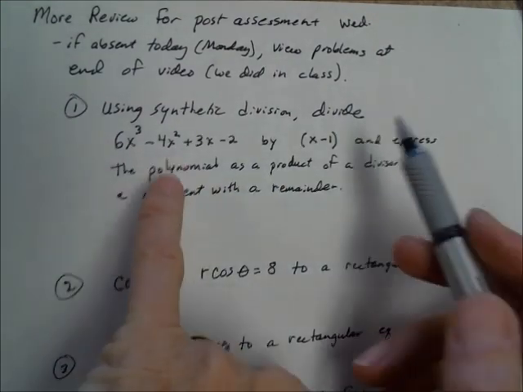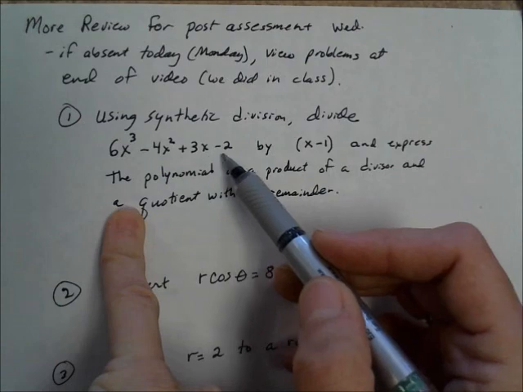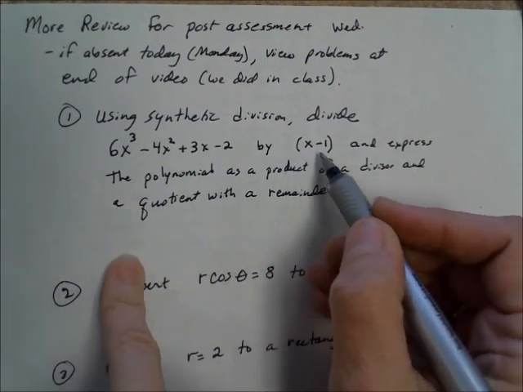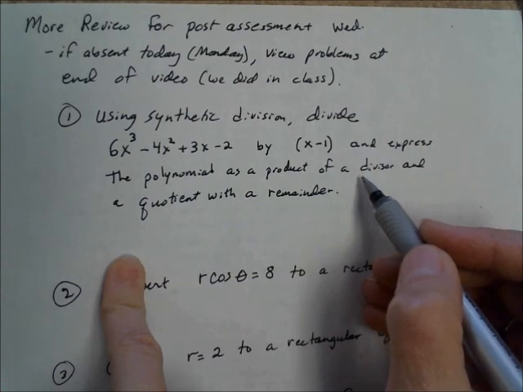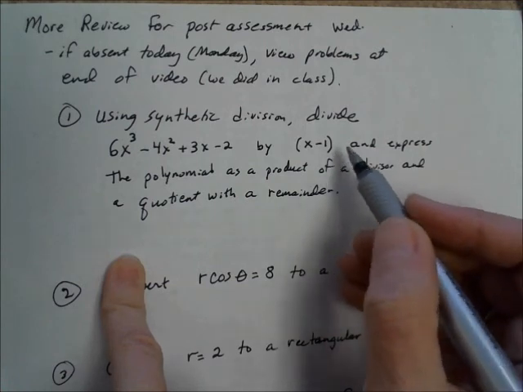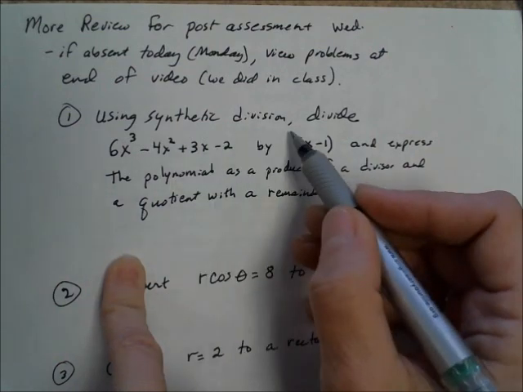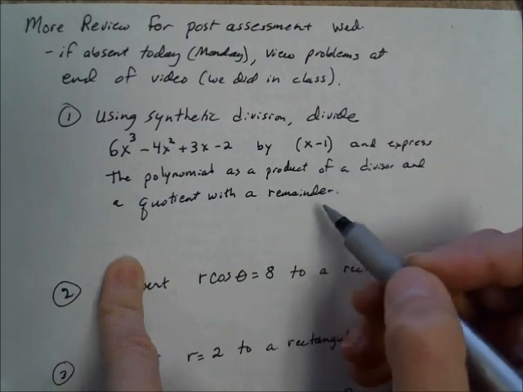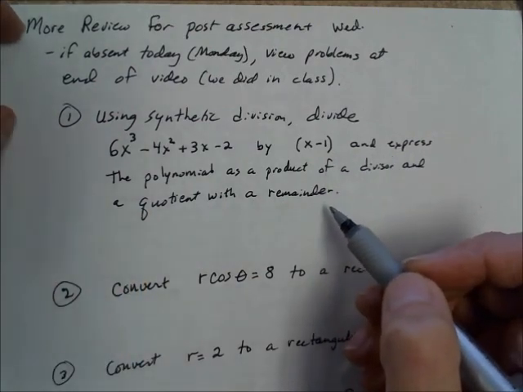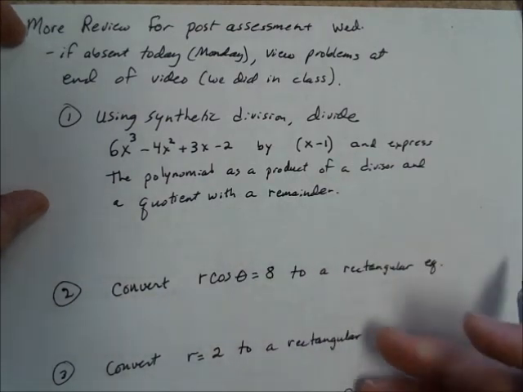So using synthetic division, divide 6x cubed minus 4x squared plus 3x minus 2 by x minus 1. And express the polynomial as a product of a divisor and a quotient with a remainder. All this means is use this as one of the factors, and then whatever you get out of synthetic division as the other factor, and you'll have a remainder, and then just add or subtract that remainder at the end. So if you're not sure what this means, we'll talk about that in class tomorrow.